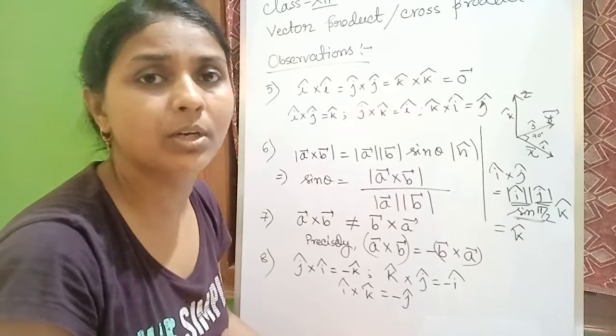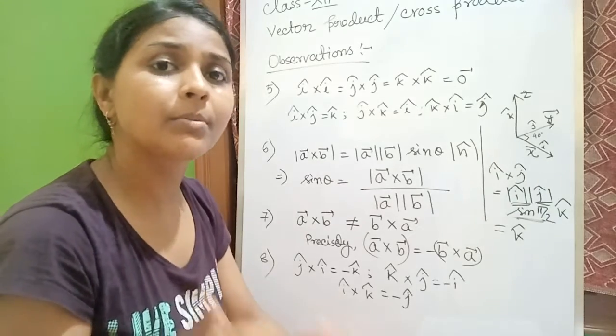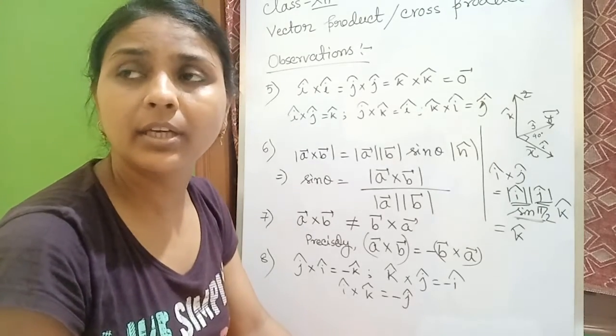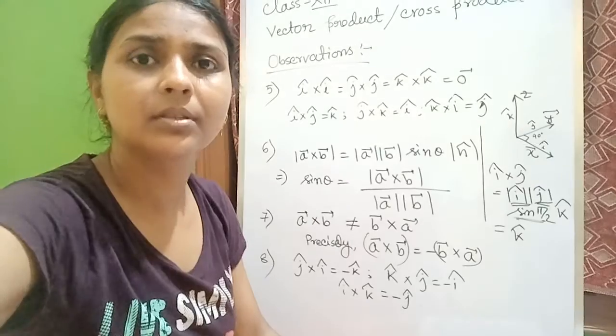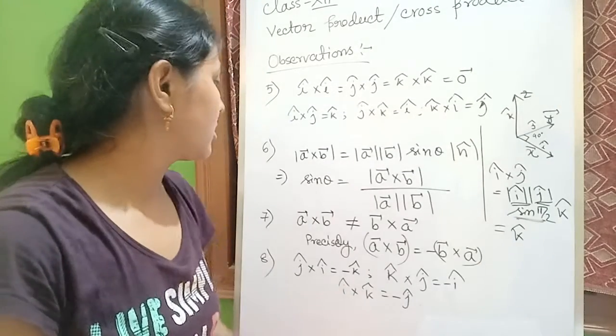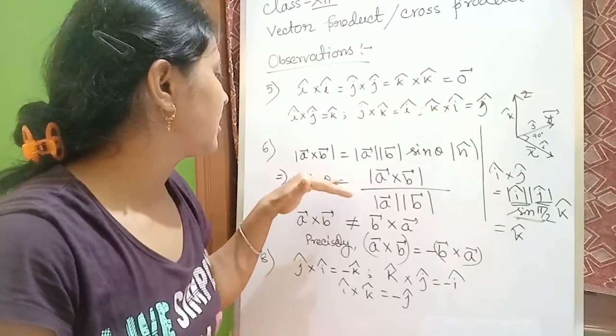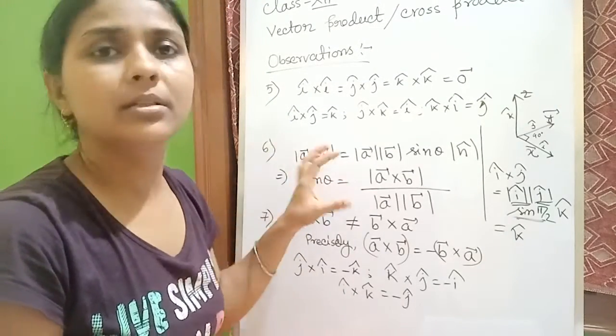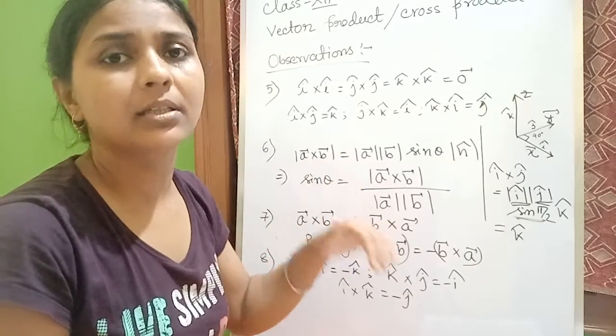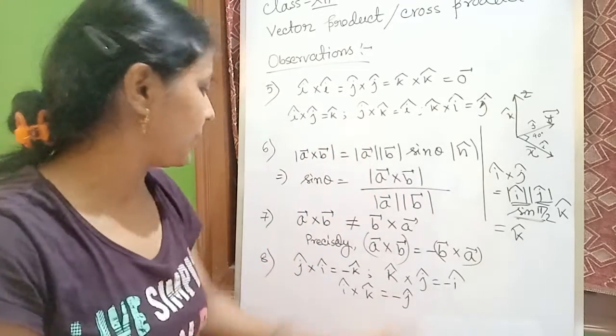Already we have got one cos theta formula from the dot product. Now we have got sine theta, another formula for finding the angle between A and B.